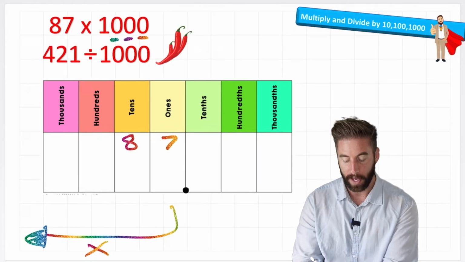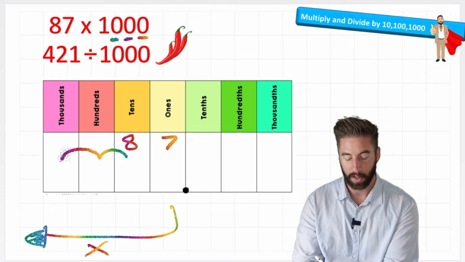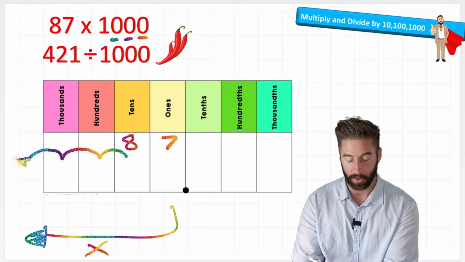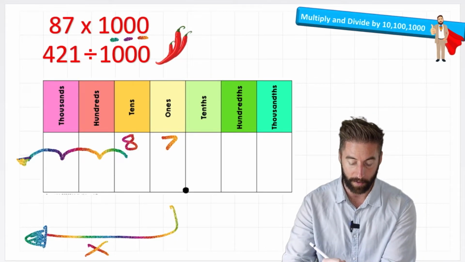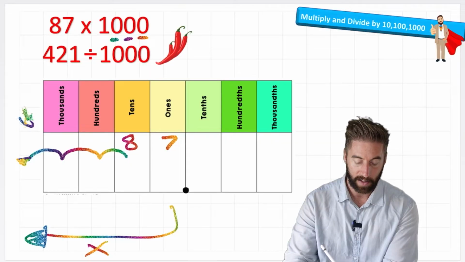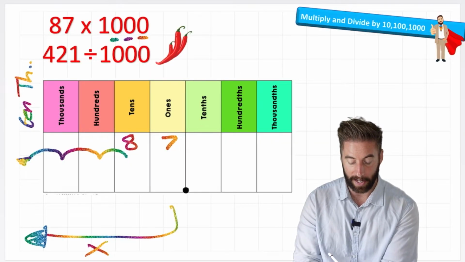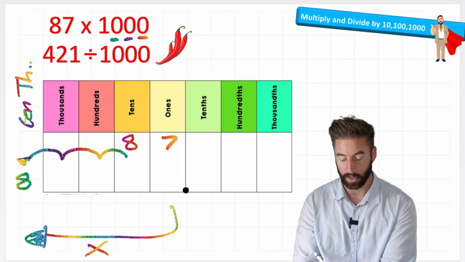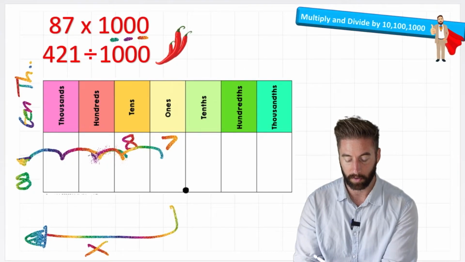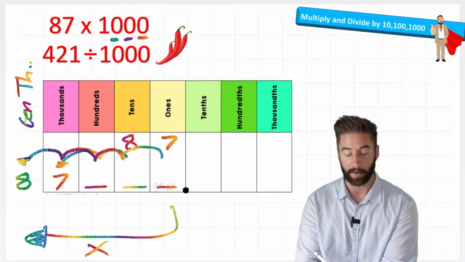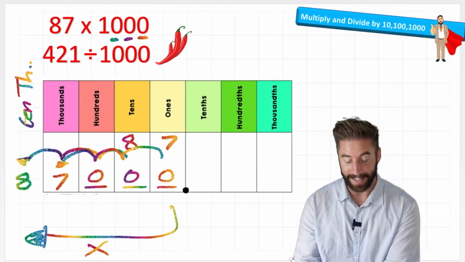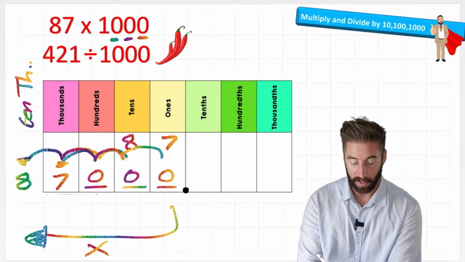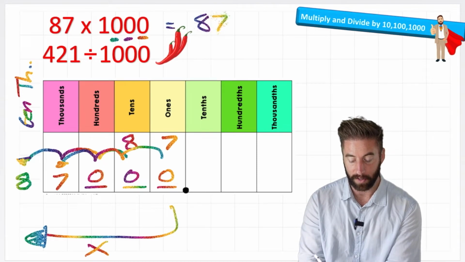So here we go. 8 moves 1, 2, 3, I'm coming actually out of my place value chart that I've made, but that's okay because the place value chart can go on forever, and this column here represents 10 thousands. Okay, so my 8 lands in here. I'm going to do the same thing to my 7. 1, 2, 3, and now I have these 3 gaps before my decimal that I now need to fill with placeholders. 1, 2, 3. So my answer to 87 times 1000 equals 87,000 and no decimals.